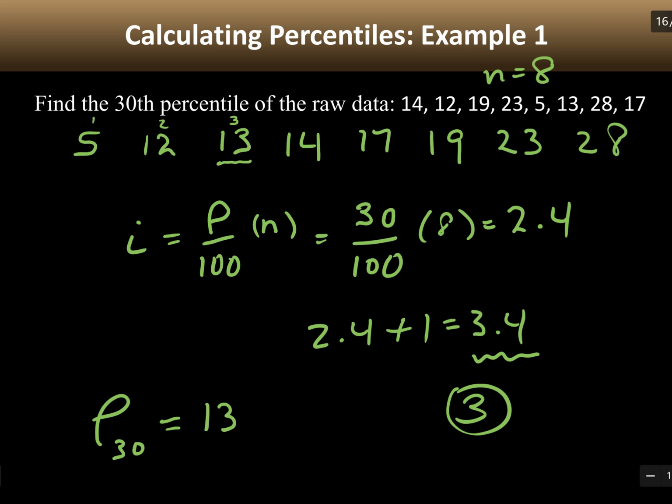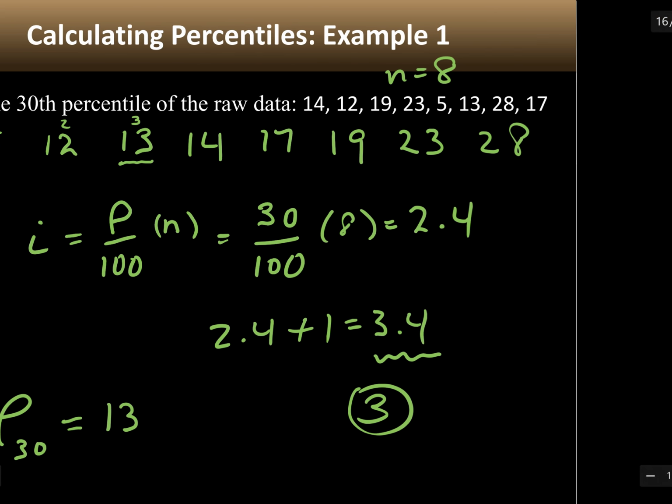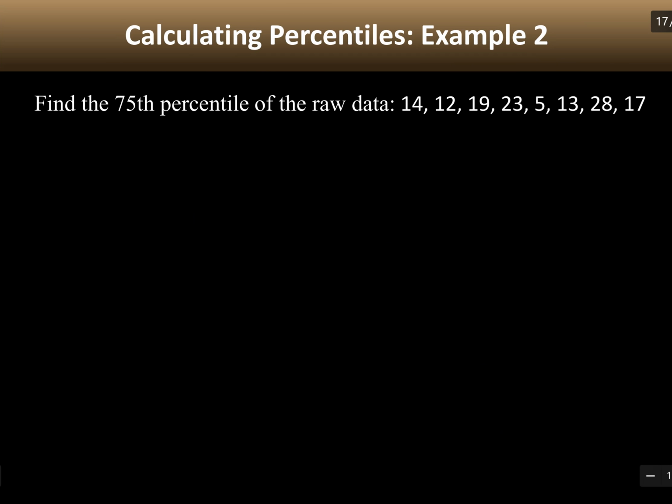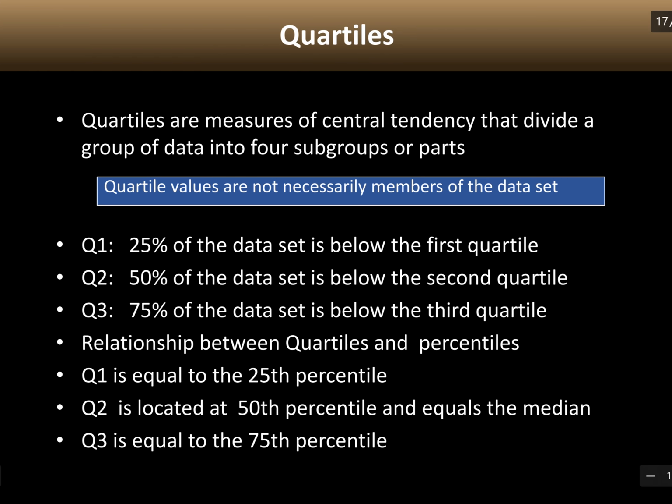See if you can try an example. Try to find the 75th percentile of this data set. You need to go through the same steps that we did in the previous slide, and you can check your solution in the Chapter 3 solution slides. I'll leave that with you and see how you do.